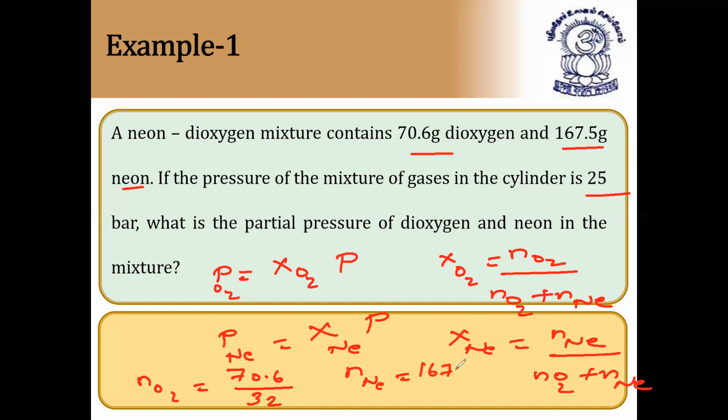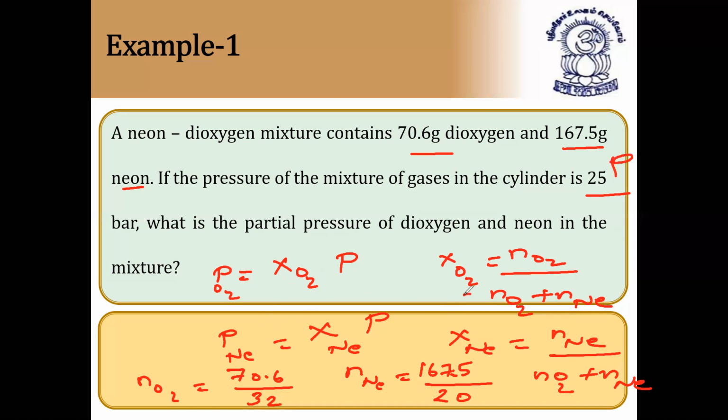That's why I told you this is a very, very big numerical. The calculation part is more. Weight of neon is 167.5 grams, by molecular weight of neon, which is 20. So you can find out the values of n of O2 and n of Ne. From this you can find out X of O2, that is mole fraction of oxygen, and mole fraction of neon, and substituting mole fraction of oxygen in partial pressure of oxygen into total pressure, which is given as 25 bars. This is called total pressure P, 25 bars.